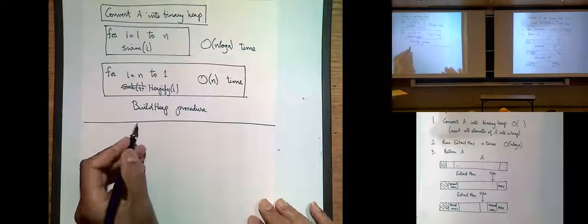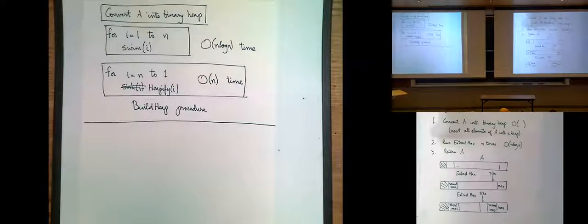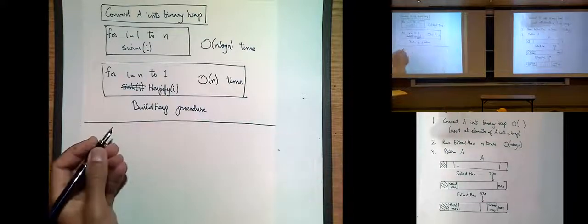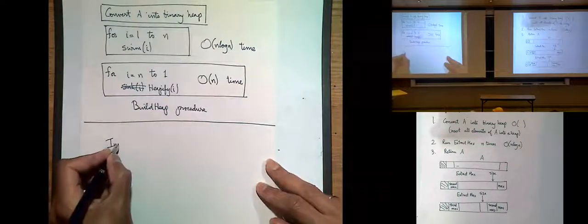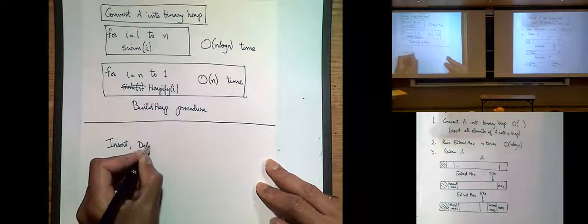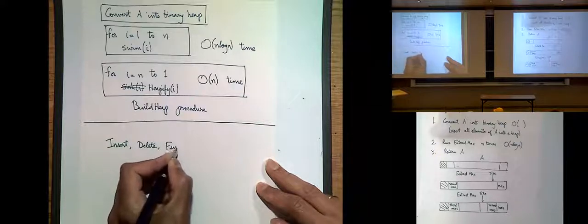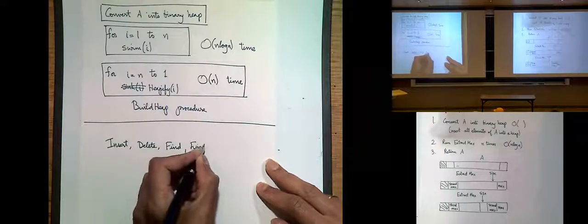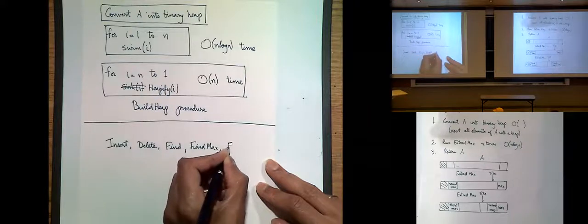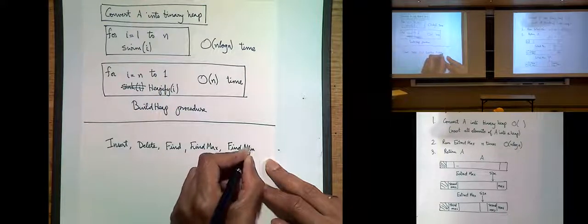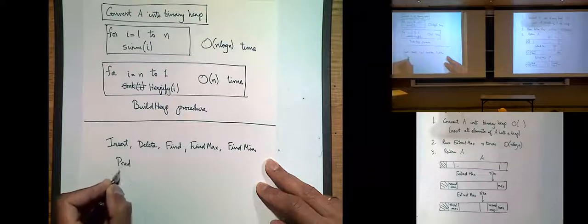We've done binary heaps, and so what is the one operation that you would like that you don't have? Find. You can't find anything, right? There's no way that you can find in a binary heap. And so what you'd like to have is a data structure that does insert, delete, find max, find min, and even predecessor and successor.